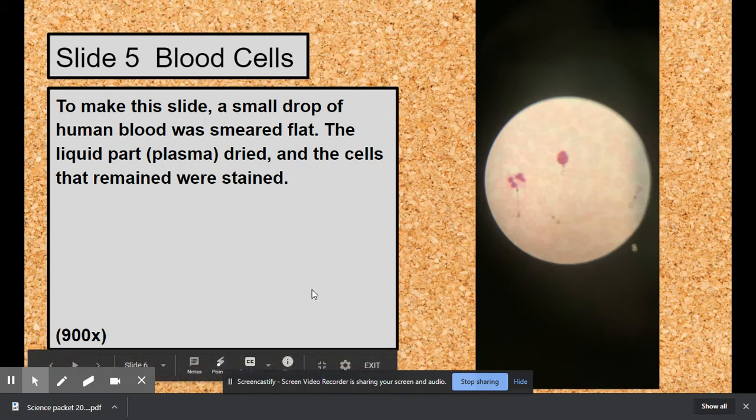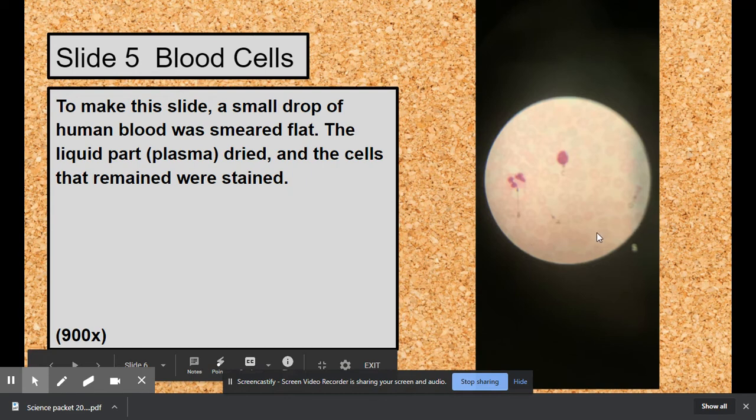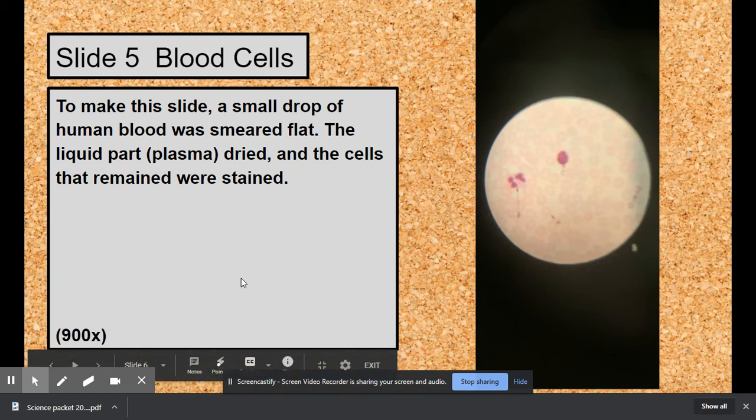Slide 5 is blood cells. Okay, to make this slide, a small drop of human blood was smeared flat. The liquid part, plasma, dried, and the cells that remained were stained. So they actually used a dye to stain this, so it would be easier for us to see, which is kind of cool, I think. Okay, so go ahead and pause. This was magnified at 900 times. Pause it, draw it. When you're ready, go ahead and continue.